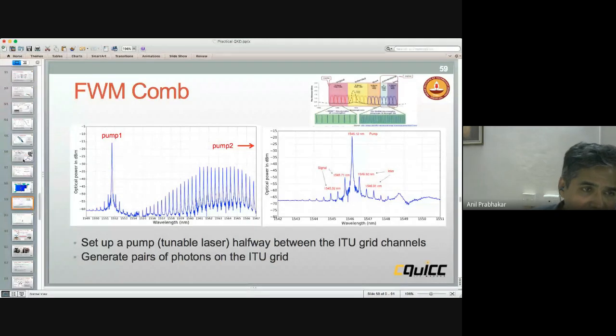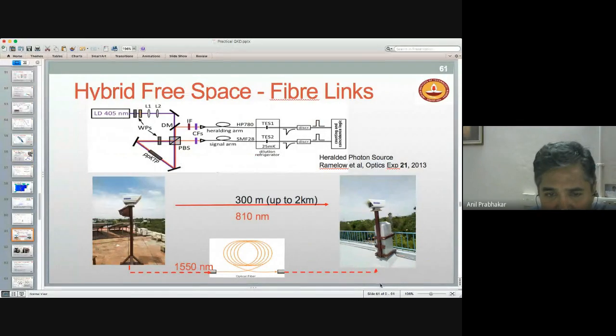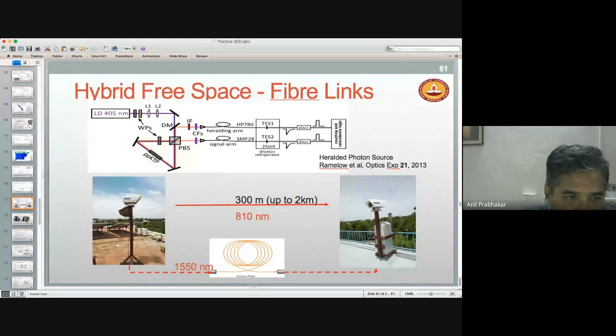If on the other hand, you did this kind of an experiment where you got 810 and 1550 nanometers, then you set up an experiment that looks like this, which is to say, I'll send 810 nanometers in free space, I'll send 1550 nanometers on fiber, right? So there are different opportunities for what we do in all our experiments.